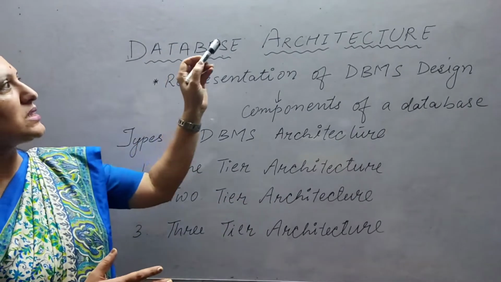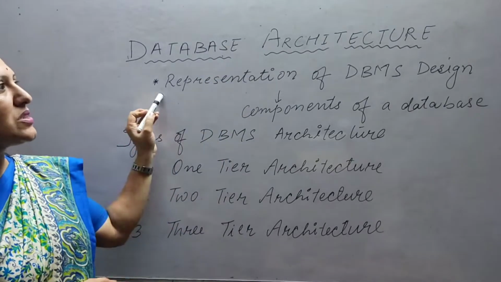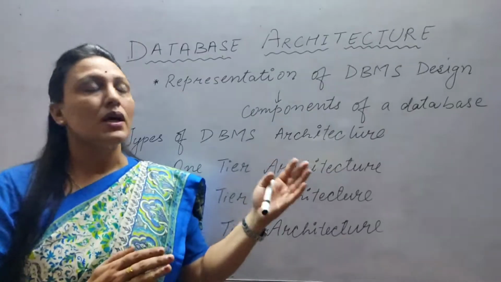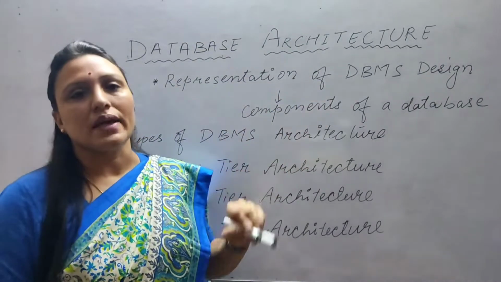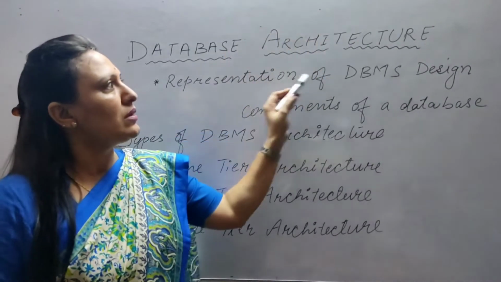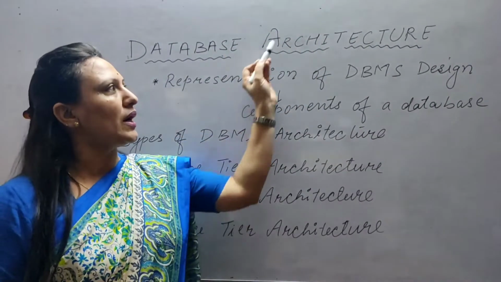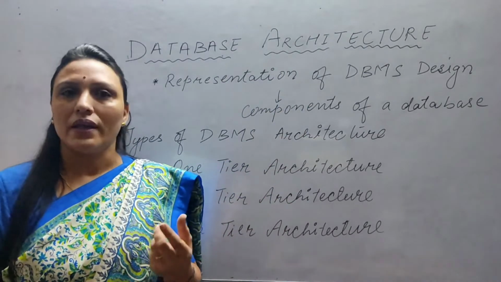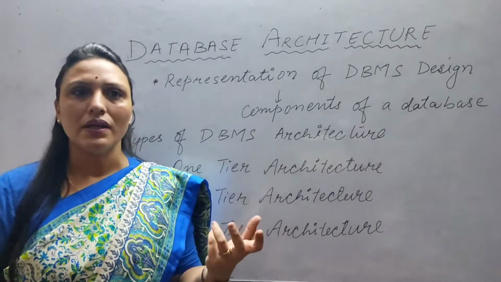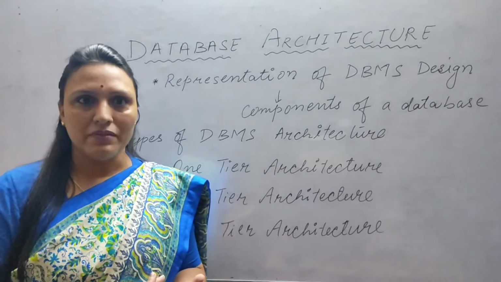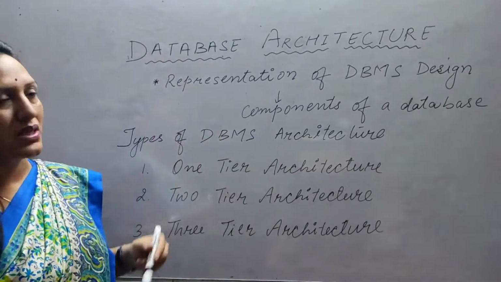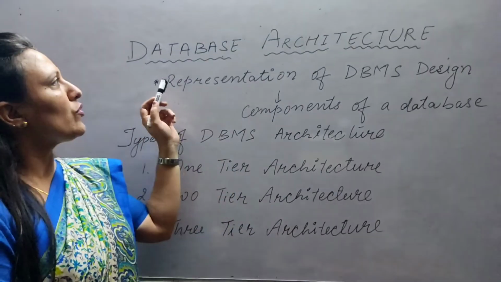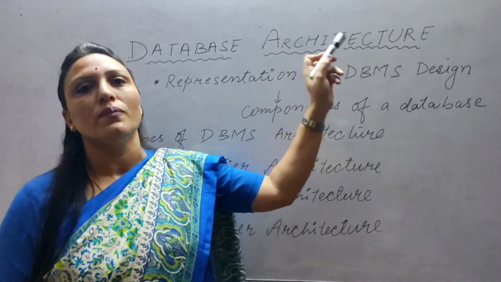So what is database architecture basically? It is a representation of the DBMS design. How your DBMS will be designed will be discussed in this lecture. The meaning of the word architecture is design, right? Architecture of a house, architecture of any material like table, chair. We can create architecture of any element. Similarly, if we are making a database, a collection of data in some form, then we must have some architecture to work upon it.